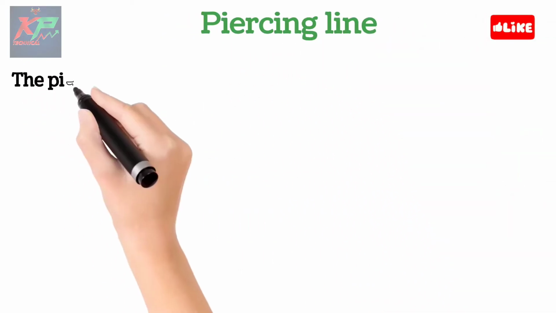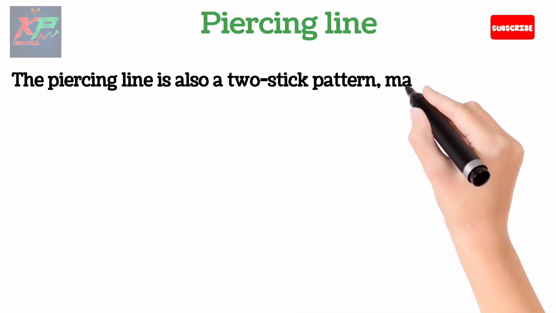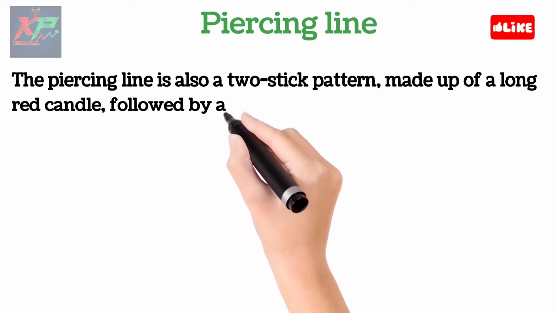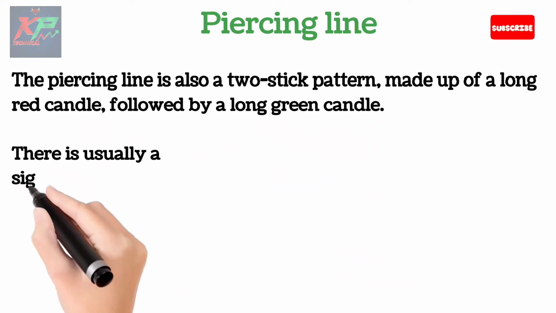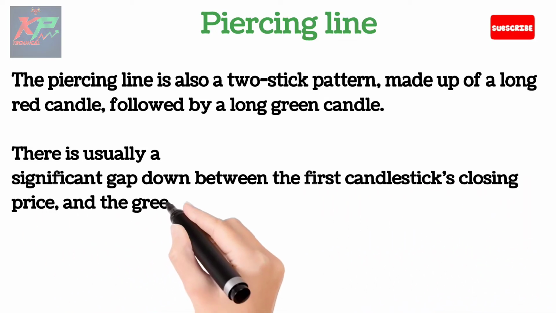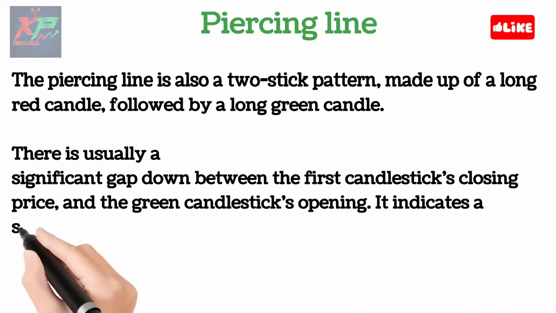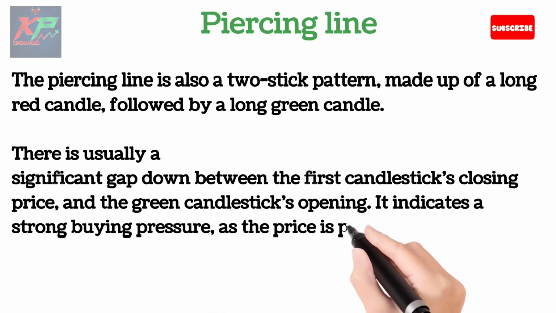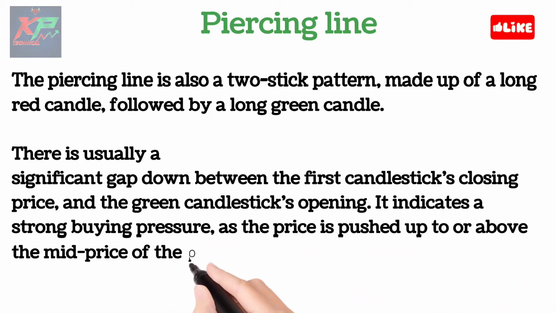Piercing line. The piercing line is also a two-stick pattern, made up of a long red candle, followed by a long green candle. There is usually a significant gap down between the first candlestick's closing price and the green candlestick's opening. It indicates a strong buying pressure as the price is pushed up to or above the mid-price of the previous day.